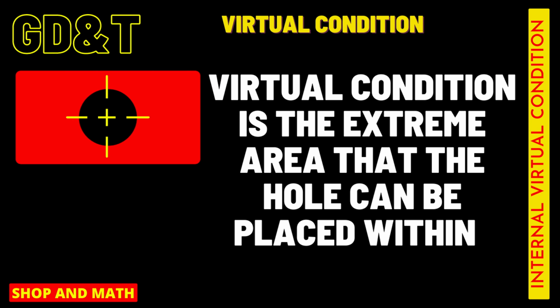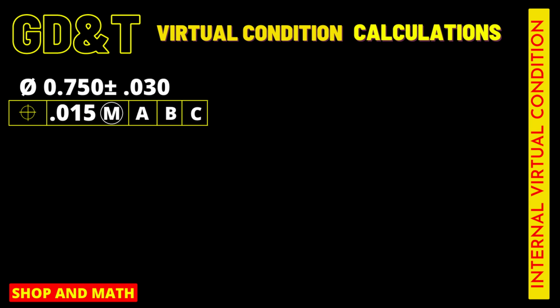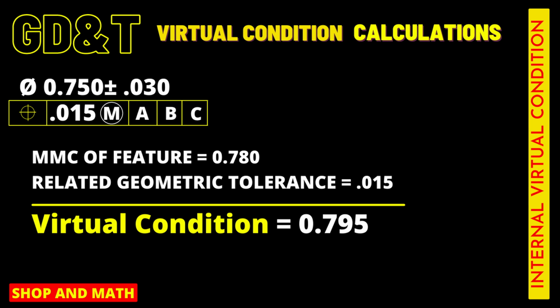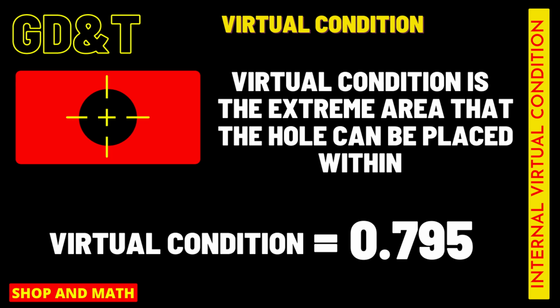Something to keep in mind, the virtual condition does not change with the given produced size. It is a static size that allows other parts to mate with this part. To calculate what the virtual condition size is, you need to take the maximum material condition and the geometric tolerance and add them together. So in our case, 0.78 plus 0.015 equals a virtual condition of 0.795.